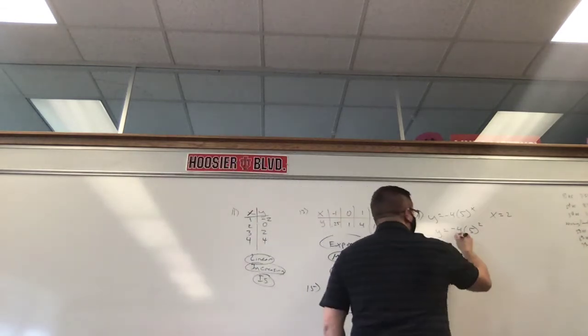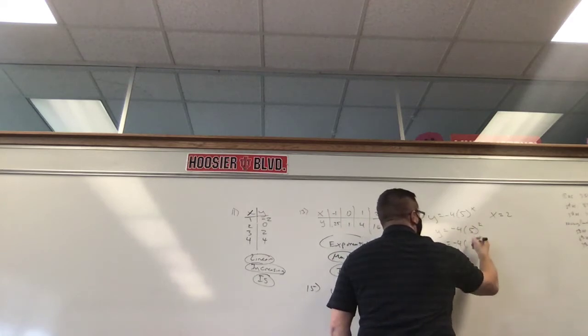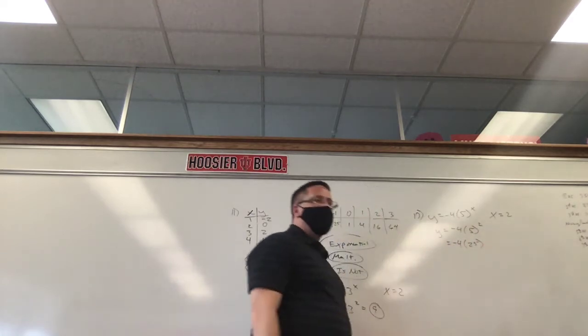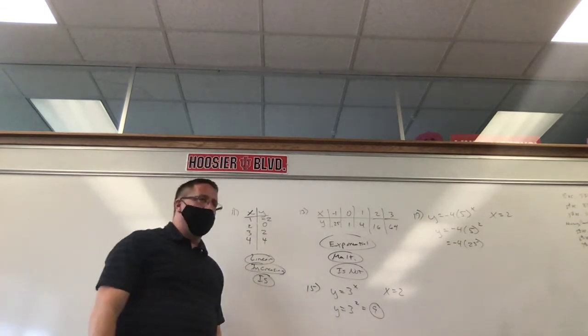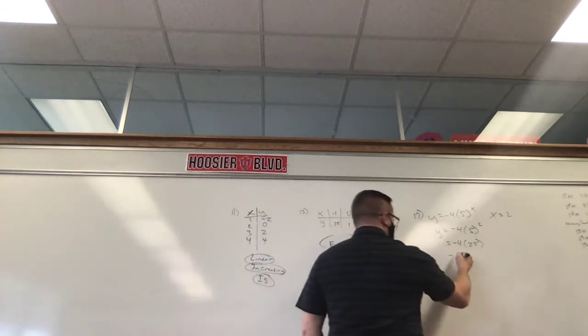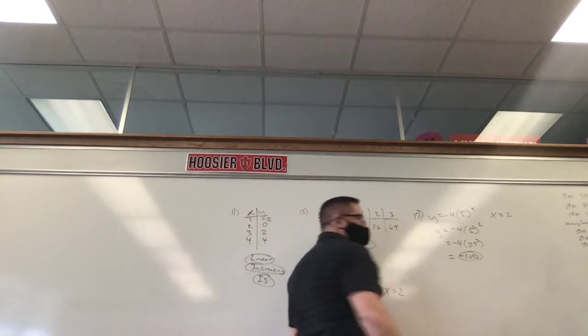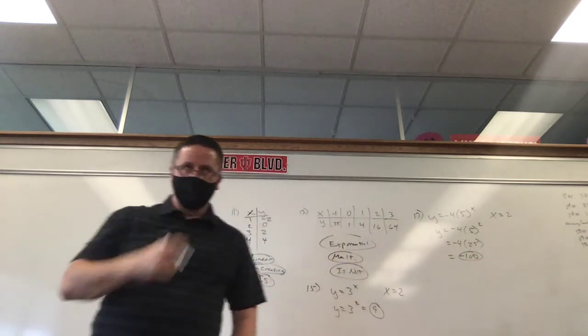That's how it is. So it's negative 4 times 25, and you can do this in your head. What's 4 times 25? What's 4 quarters? $1. So 100, but it's negative 4 times 25, so it's negative 100. You can use a calculator, but you don't need a calculator for that.